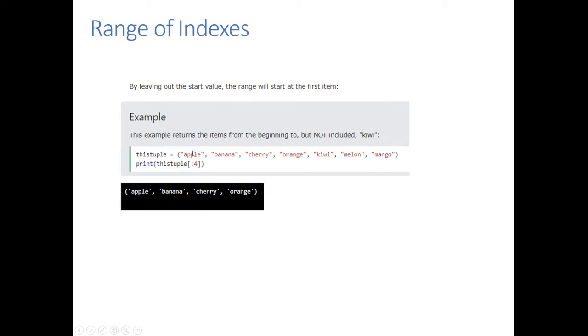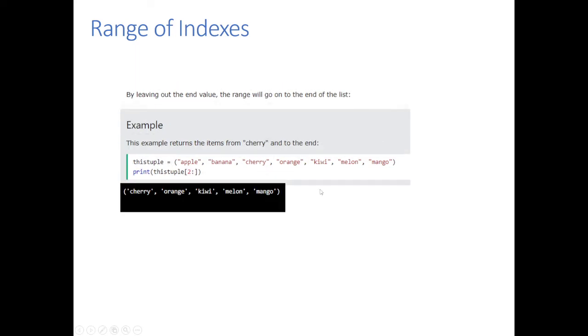Again, that's 0, 1, 2, 3, 4. But this one is not included. By leaving out the end value, the range will go on to the end of the list. So this example returns the items from cherry to the end.